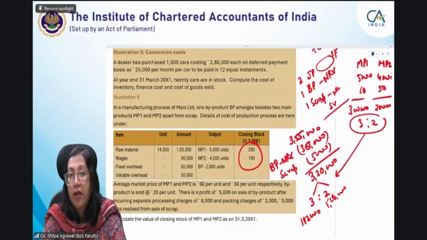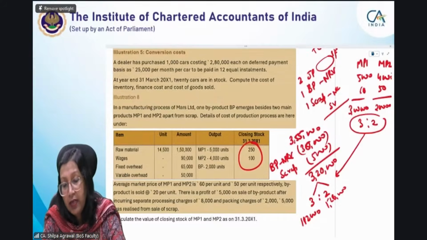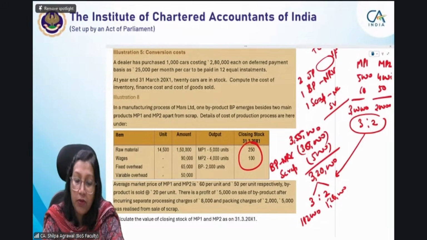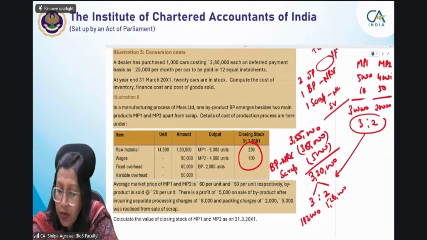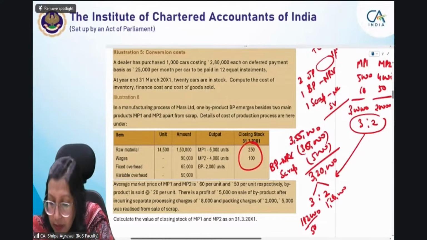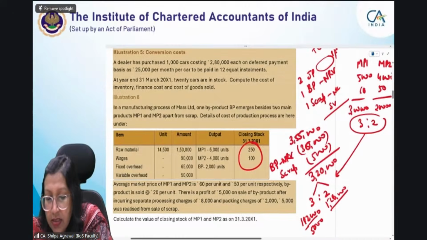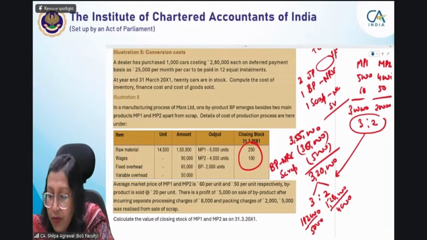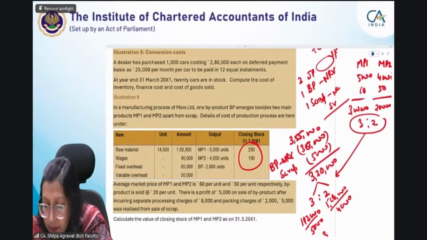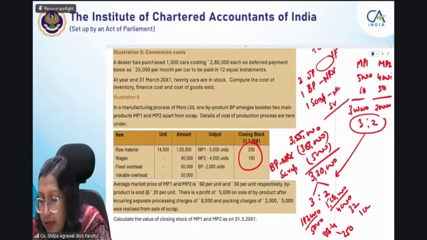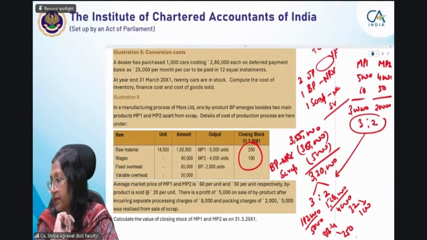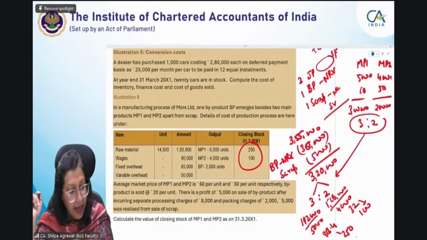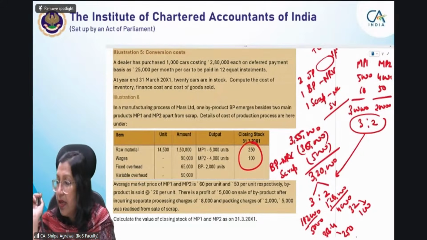Closing stock, inventory at the time of reporting date was 250 of MP1 and 100 of MP2. So this 1,92,000 is the value of 5,000 units, and this 1,28,000 is the value of 4,000 units. So the per unit value comes to 38.4 and 32. Very good. So we multiply 38.4 by 250, and 32 by the 100 units of MP2, and you will get the value of inventory. Yes, 9,600 and 3,200. Okay, hope this question is clear.